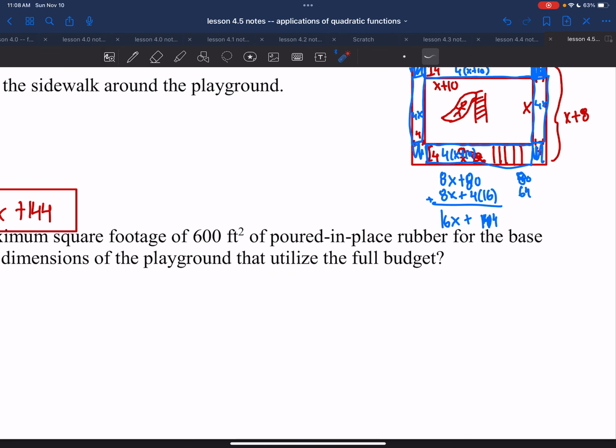So what this means is we have enough rubber, right? Poured in place. You just pour it. The truck pours all the rubber, then it solidifies. They spread it out, it solidifies. And we have enough money to do 600 feet squared. Now we could do 500 feet squared, but we have enough money for 600 feet squared. So ideally, we would like the area of the playground to be 600 feet squared, right?